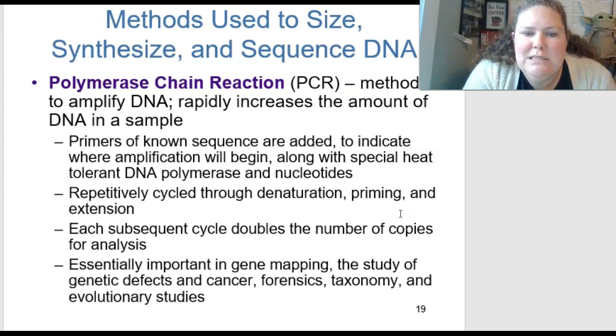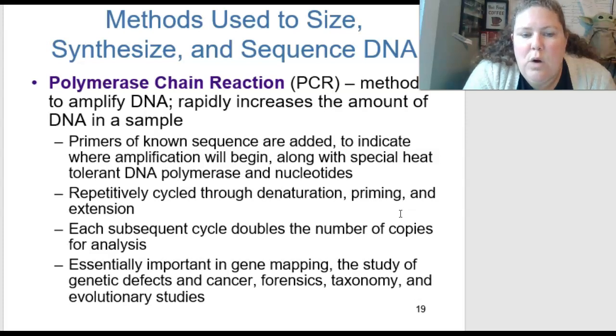This is repeatedly cycled through denaturing, which is separating the double strand; priming, which is attaching the primer to the part that it complements; and then extension, which is making the new DNA strand that you're specifically looking for. Each subsequent cycle is going to double the number of copies for analysis.